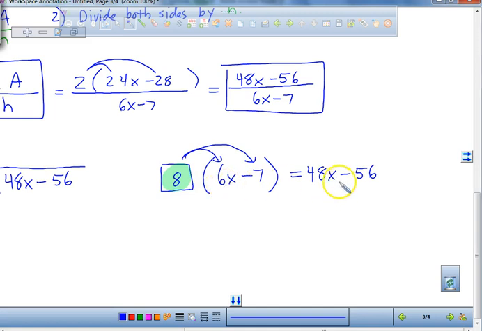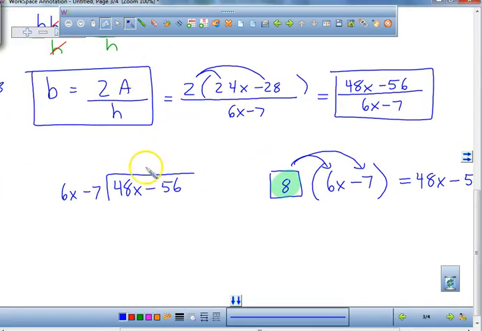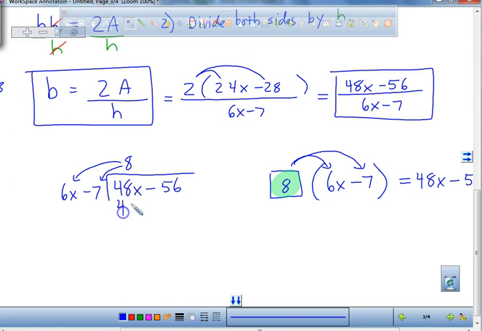8 times 6x is 48x. 8 times negative 7 is negative 56. If you put that 8 right here, you would have to distribute it to both terms. 8 times 6x is 48x. 8 times negative 7 is negative 56. What do we have to do with these? We have to subtract. And what's our big old remainder? 0. So what is our final answer? 8. Okay? So how do you check your answer? You use the distributive property. What have you been doing all year long? The distributive property. So you should be comfortable with it. Okay? All right.